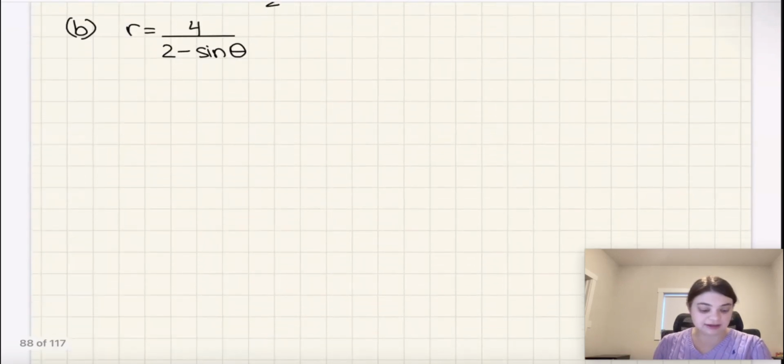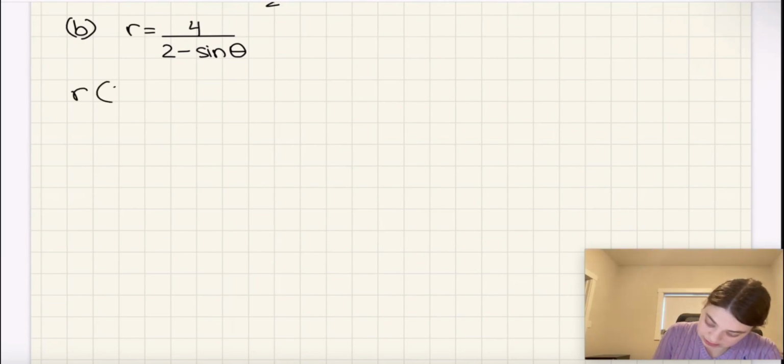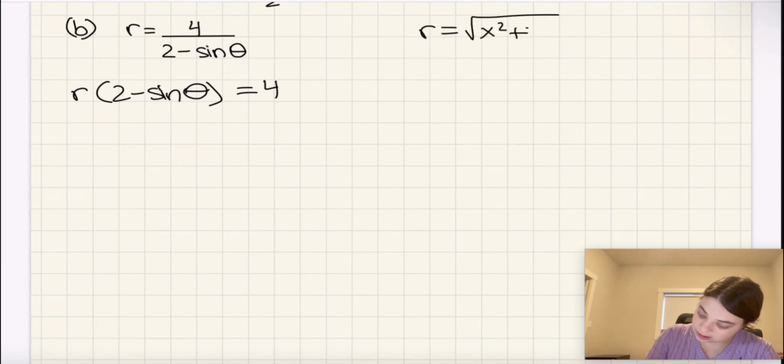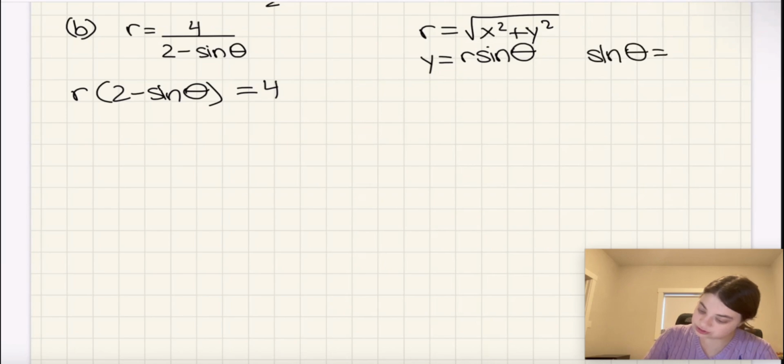So for the second one, I'm going to start it pretty much the same way as before. I want to eliminate the denominator, so I'm going to multiply both sides by 2 minus sine pi. So here I'll have r times 2 minus sine pi is equal to 4. And then as a reminder, that r is equal to the square root of x squared plus y squared, and y is equal to r sine theta, meaning that sine theta is equal to y over r, so y over the square root of x squared plus y squared.